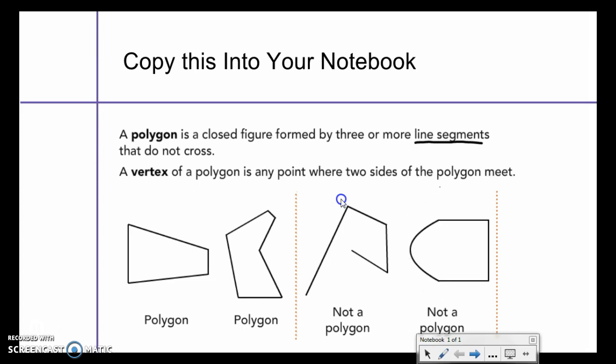Okay? A vertex of a polygon is any point where 2 sides of the polygon meet. A vertex is just a simple, math way to say corner. Okay? All a vertex is basically a corner where 2 line segments meet, just like a wall. There's a corner in the wall. Remember when you were in K-5 and your mom made you stand in the corner if you got in trouble? That's what we're talking about here. Okay, copy this information down and then push play whenever you feel like you got everything down.